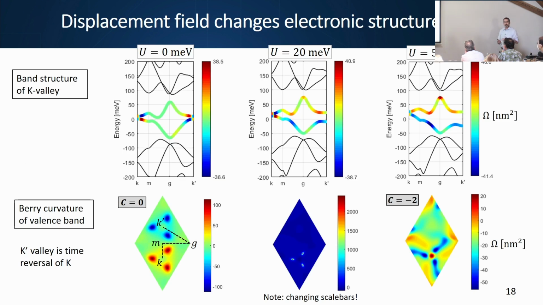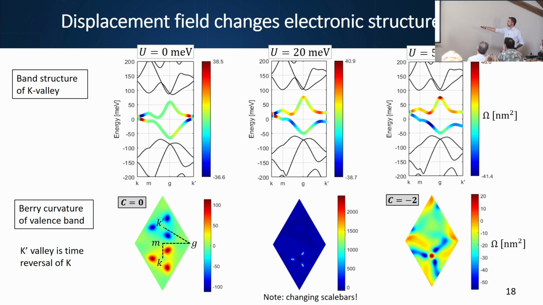Okay, so this displacement field is a really important knob, and let me show you the band structure of the capital K valley for different displacement fields. So first of all, you notice that the conduction and valence bands are separated from the other bands. The bands aren't that flat here, as I mentioned. The color coding is the Berry curvature in units of nanometers squared. And on the bottom, I'm showing the Berry curvature in the entire mini Brillouin zone of the capital K valley. And you see that there are hot spots when the bands get close to each other.